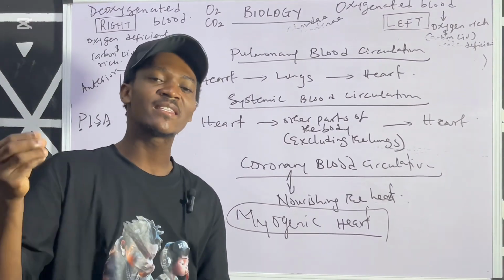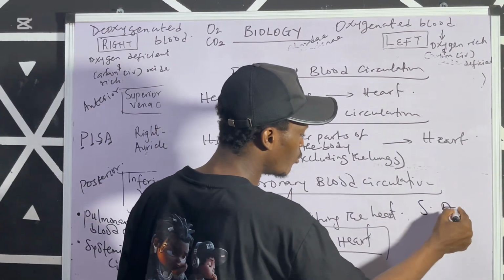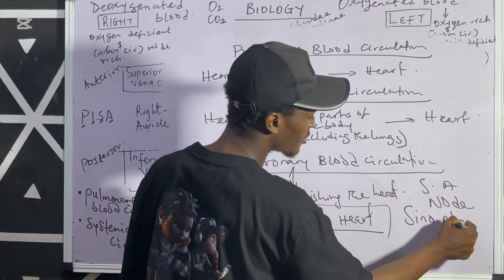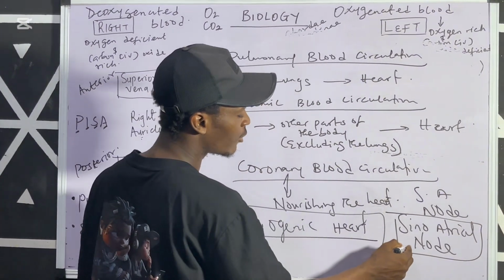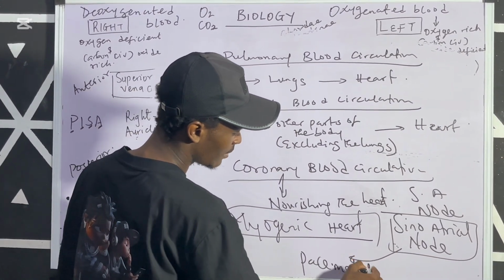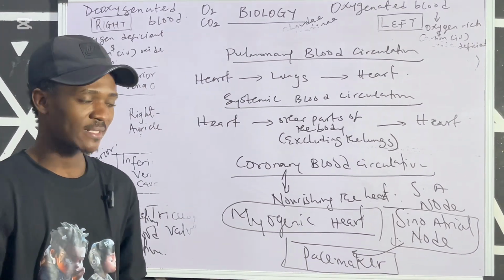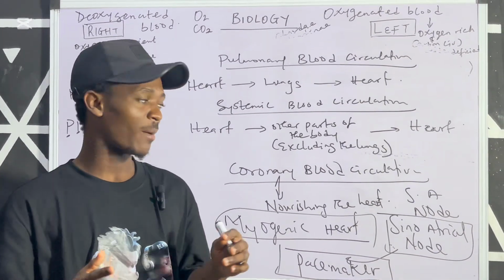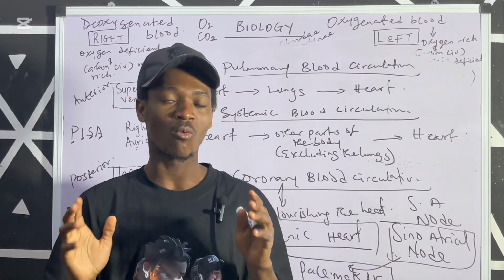Then what initiates the heartbeat in the heart of humans? It is called the SA node. What's SA node? It is called the sinoatrial node. Another name for this is the pacemaker. That's what initiates heartbeat in the heart. All right. So with these things that I have just dropped, I hope I've been able to explain the fundamentals of how the heart works.